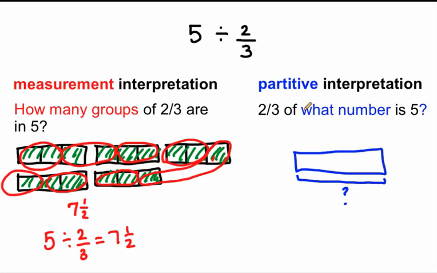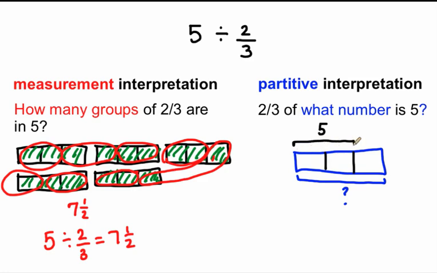But I do know something. I do know that if I partition that number into 3 equal parts, so let me do that now, partition it into 3 equal parts, and I mark off 2 of those parts, those two parts are going to be 5.